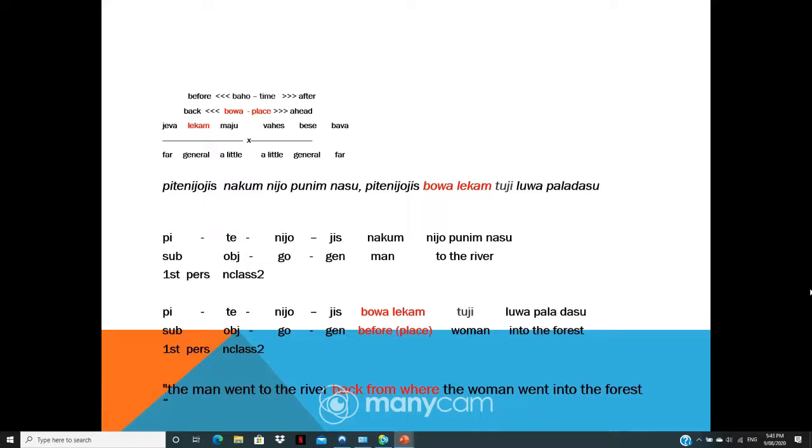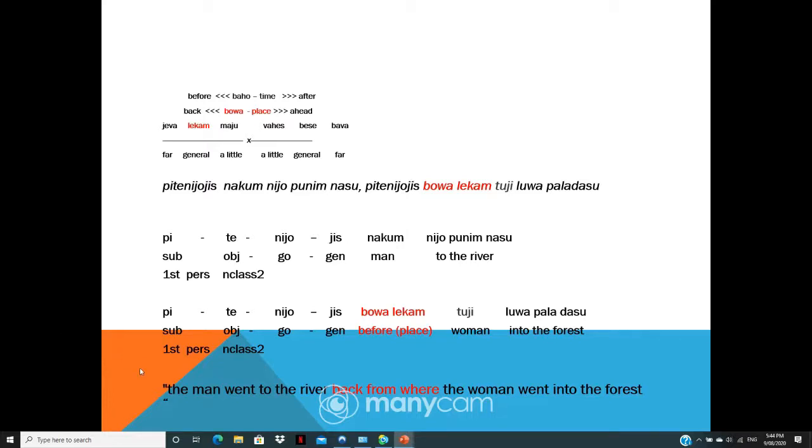And finally, let's look at an example with a spatial relationship. So I've got boa here, place, and I've got lekam. So it means before, but it's before in terms of place, not time. Pitenia yis nakum nia punim nasu, pitenia yis boa lekam toyi lua paladasu.